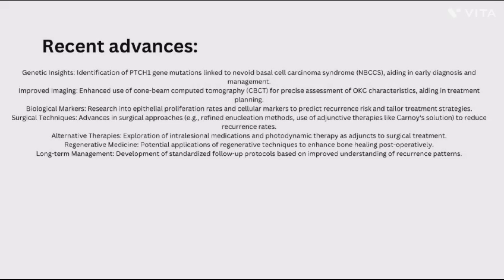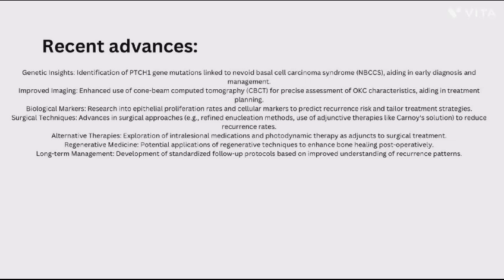Recent advances: Genetic insights, including identification of the PTCH1 gene mutation linked to nevoid basal cell carcinoma syndrome, aid in early diagnosis and management. Improved imaging: enhanced use of cone beam computed tomography for precise assessment of OKC characteristics, aiding in treatment planning. Biological markers: research into epithelial proliferation rates and cellular markers to predict recurrence risk, and trial treatment strategies.